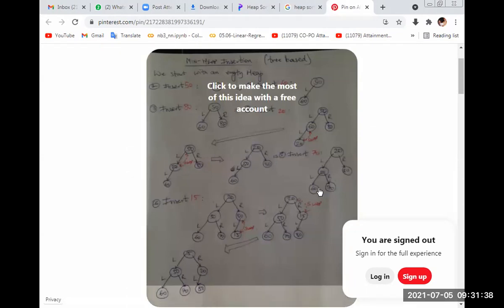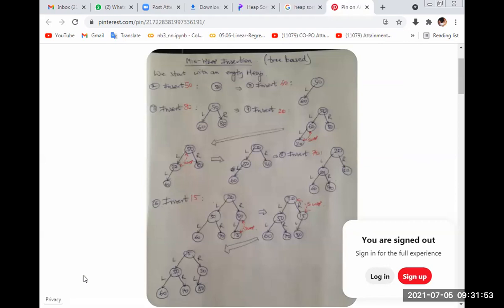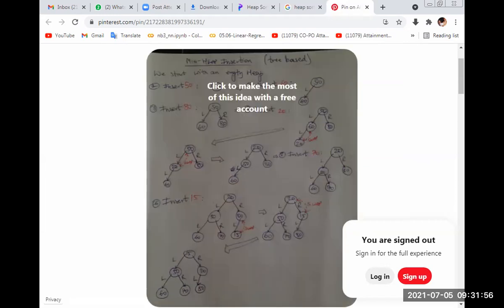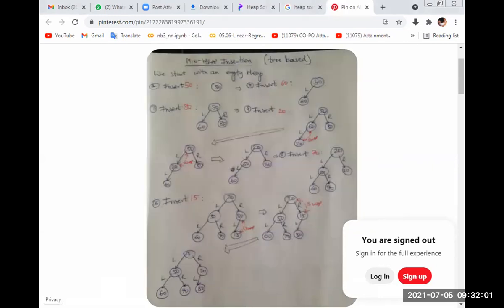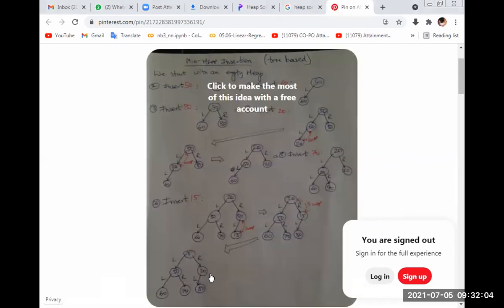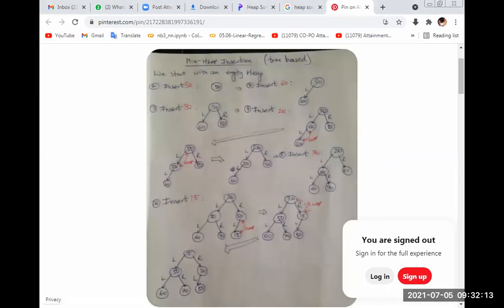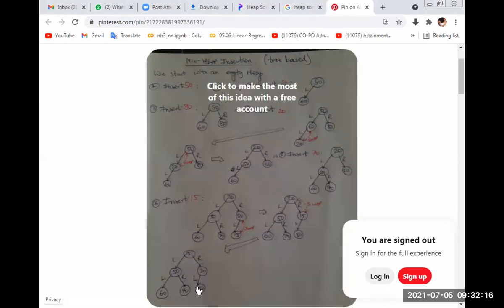Then insert 70, 70 is inserted here. Next insert 15. Insert 15 here. It violates the property, so swap and interchange. So in this way you construct the min heap. After constructing the min tree, what you have to do is store the root element into the last child. So you store it here, and 15 is stored here, and 50 is stored at the root. Then rearrange the tree as a min heap, leaving this one. Okay, clear?